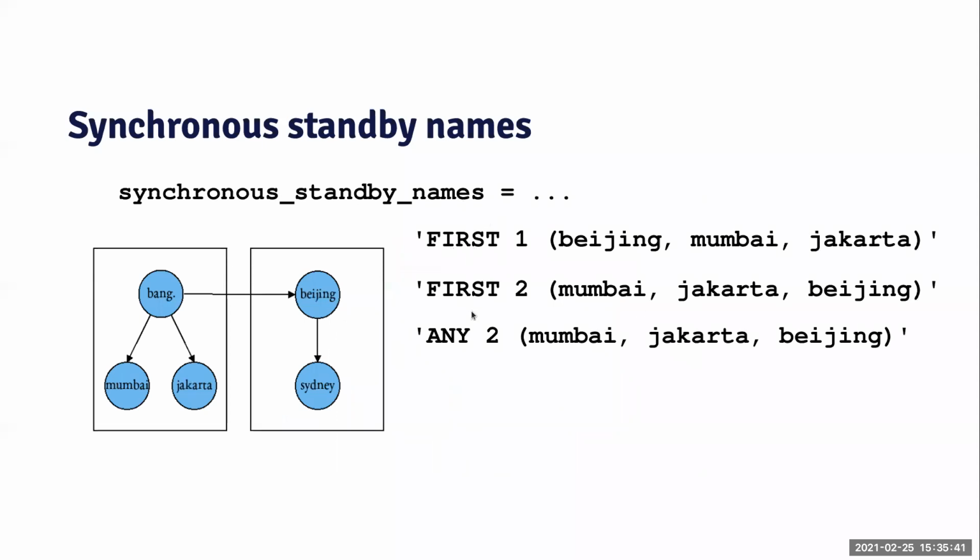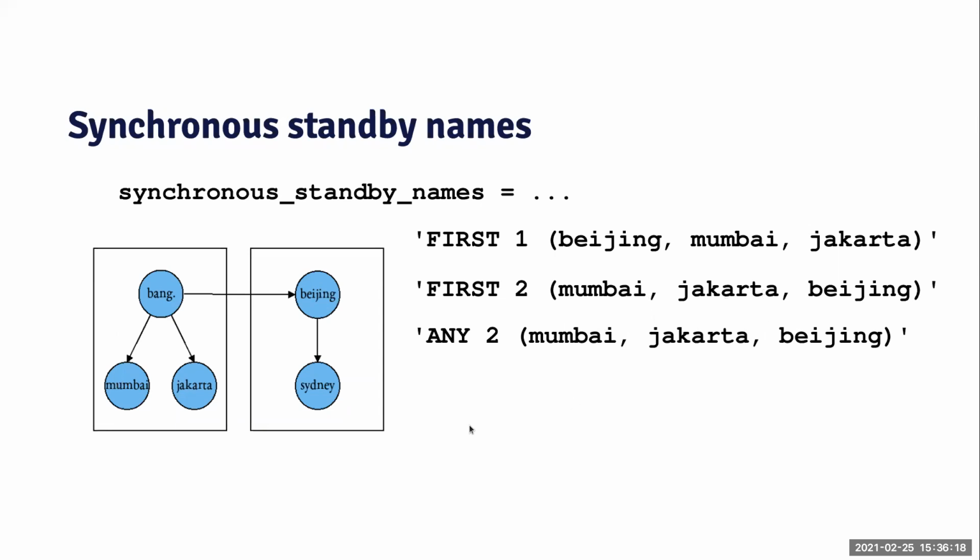There are different ways of doing it. I can say the first node in this line of 3, Beijing, Mumbai, and Jakarta, has to reply so that I can consider that it is synchronous. If Beijing fails, there's going to be a timeout, and then Mumbai will be the next one, and Mumbai is going to reply. Now, this is not a very good idea because Beijing is much farther away than Mumbai and Jakarta in this diagram, because it's in a different data center. So I can switch it and select the first 2, both Mumbai and Jakarta, which are close to the primary, and they have to reply, okay?